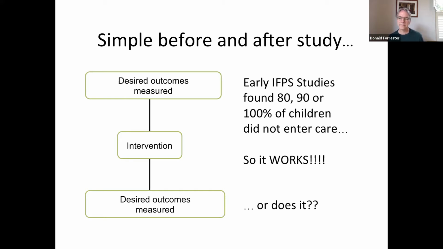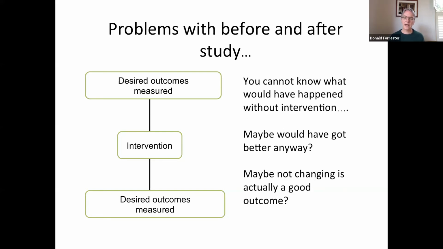But it ain't necessarily so, because crucially, you cannot know what would have happened without the intervention. Maybe things would have got better anyway. Maybe those kids wouldn't have come into care anyway. And also a key one, I think, for social work is maybe not changing is actually a good outcome. So we often borrow from psychological therapy the idea that you have to help people overcome their problems, and often that is what we're doing. But sometimes you're just helping a family not get worse. So you're keeping the kids in a family bumping along, and maybe we just want to measure that. The problem here is we can't pick up if things have not got worse, and we can't pick up what would have happened without the service.